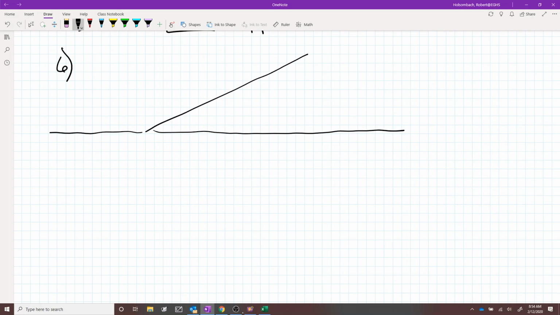Number 6. A conveyor belt carries supplies from a first floor to the second floor, which is 24 feet higher. So here's your first floor. Here's your conveyor belt. Here's your second floor. This distance right here is 24 feet higher. The belt makes a 60-degree angle with the ground. Here's your 60-degree angle.